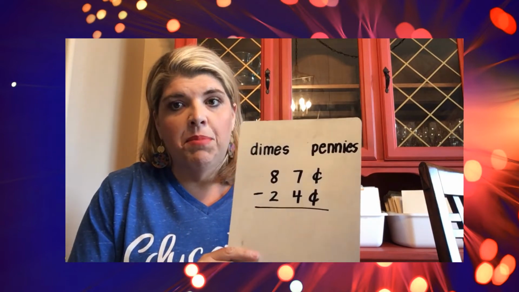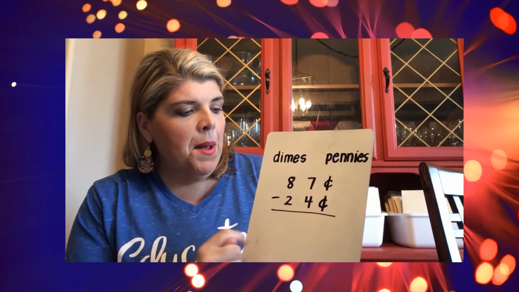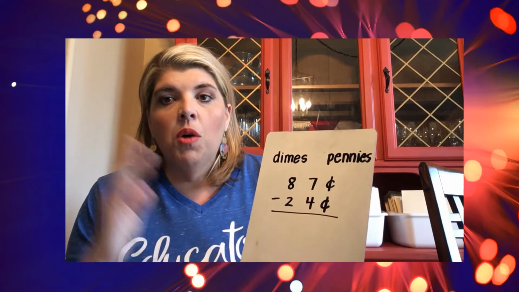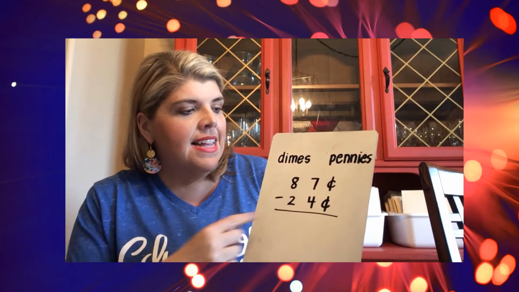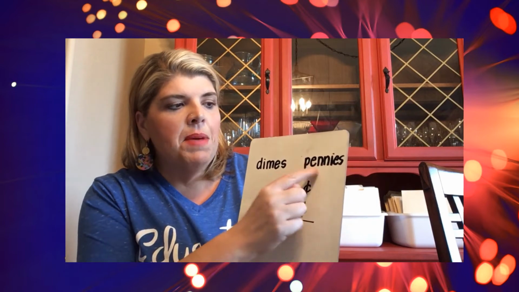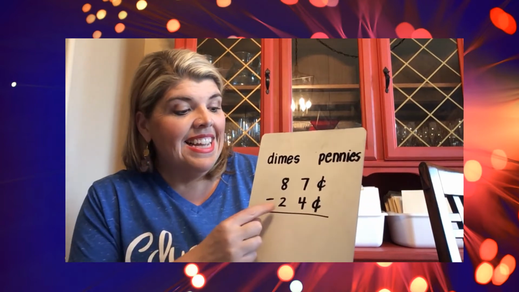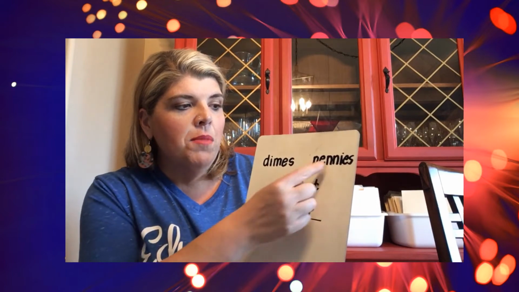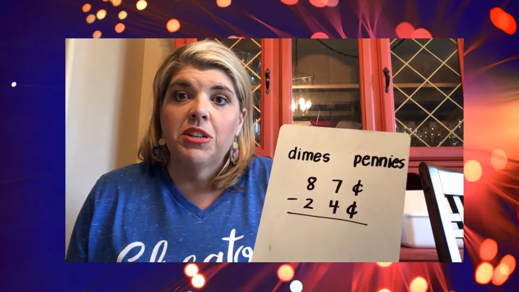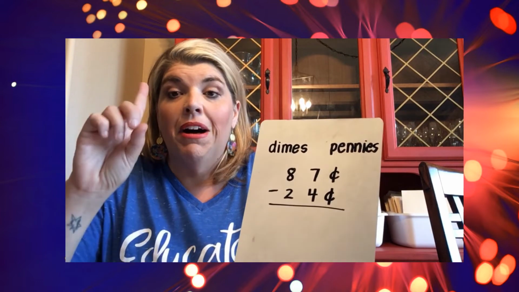So I have an example. 87 cents minus 24 cents. Well, we know that 87 cents is 8 dimes and 7 pennies, right? And we know that 24 cents is 2 dimes and 4 pennies. So what we're going to do is subtract these numbers. But first, I want to draw a line that'll make it easier for you to focus on the dimes and the pennies. If we do it that way, it makes it a little bit easier.